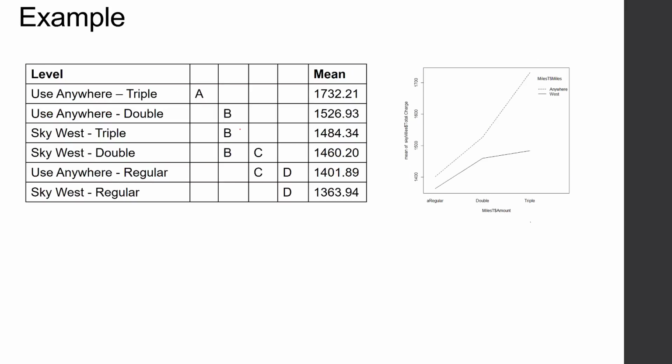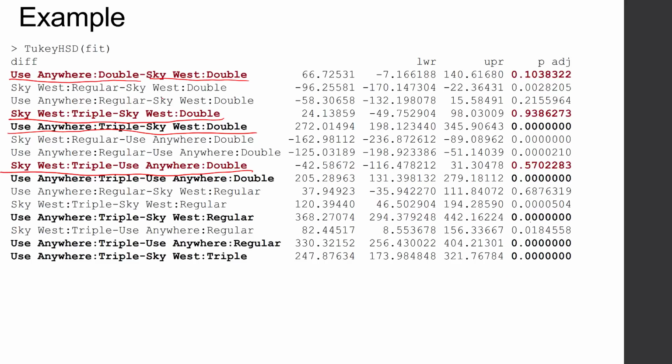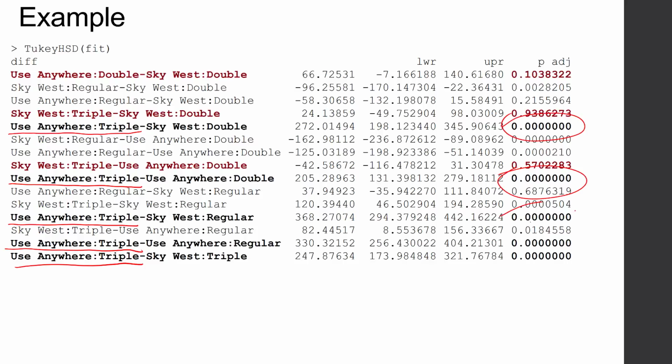Notice that my use anywhere triple miles, let's take a look at what those are in. That's in my black bolded comparisons here. My use anywhere triple compared to any other combined offer, compared to SkyWest double, use anywhere double, SkyWest regular, use anywhere regular, and SkyWest triple, are all highly significant. Okay, you see that? So use anywhere triple is significantly different from all other combinations.